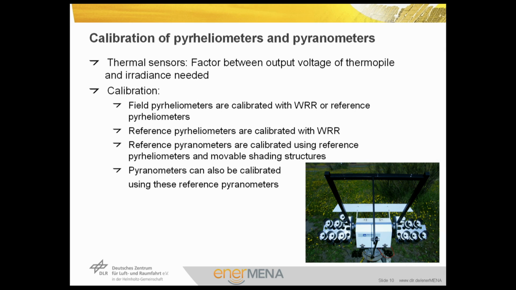The calibration of pyrheliometers and pyranometers is necessary, as I said, and it works like that. For field pyrheliometers, you can perform a calibration with the WRR or with reference pyrheliometers. In the latter case, the reference pyrheliometers are calibrated with the WRR. Reference pyranometers can be calibrated using reference pyrheliometers and movable shading structures above the pyranometer. Pyranometers can also be calibrated using reference pyranometers. The reference pyranometers have to be calibrated with the pyrheliometers, as I mentioned. In the photo, we see an example for a calibration that was performed here in Tabernas.